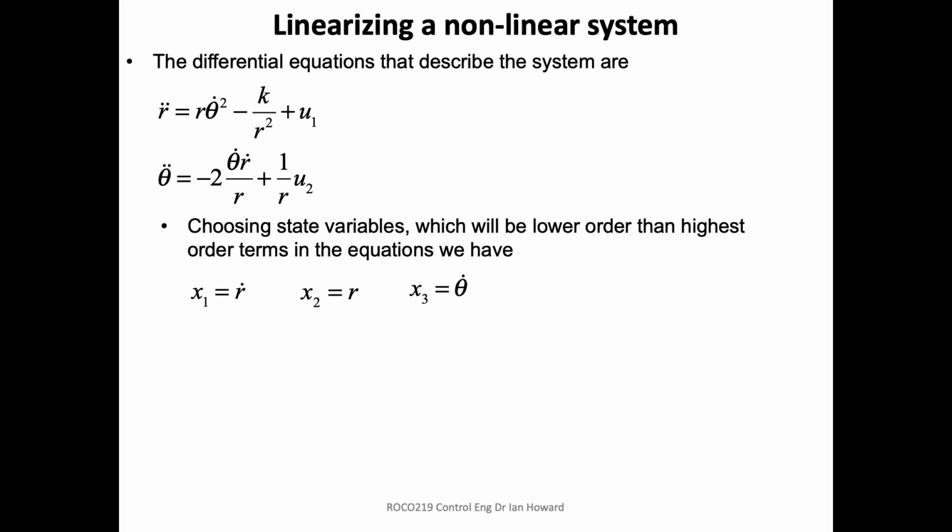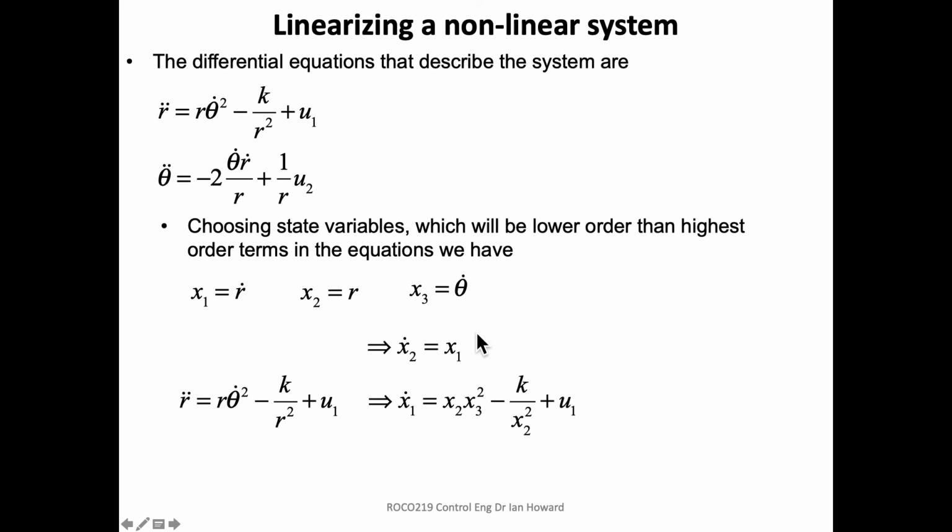And obviously we've got to have something in terms of theta as well. Theta double dot equals something in the second equation, so we need one differential less than that for another state variable, so we're going to call that theta dot, x3. And we immediately see, because of the first two, that if we differentiate x2, x2 dot is going to be r dot, which is x1. So we've already got one equation, and then we've got the other equations. We basically just have to put in the appropriate substitutions for the r dot, the r, and the theta dot.